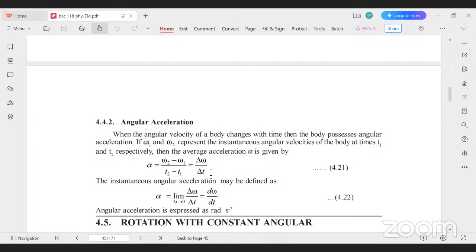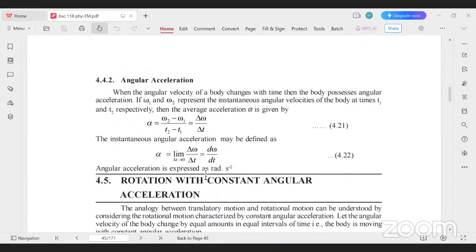So this is about the instantaneous angular acceleration, which may be defined as alpha is equal to the limit of delta t tending to 0, that is delta omega by delta t, that is d omega by dt. Angular acceleration is expressed as rad per second squared, rad s to the power of minus 2.